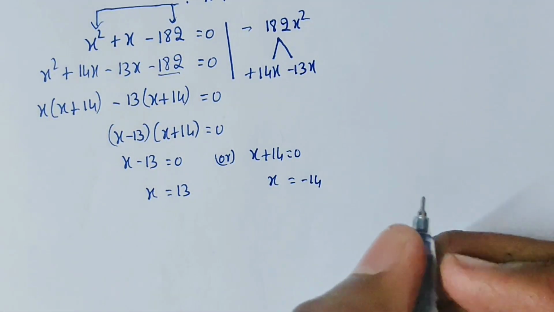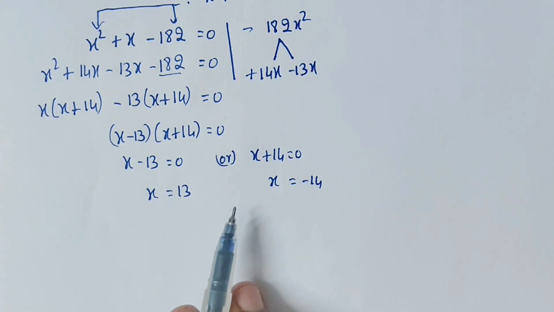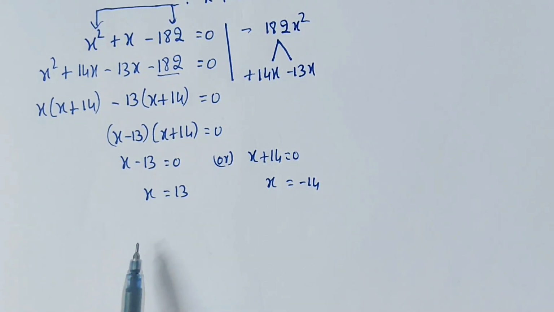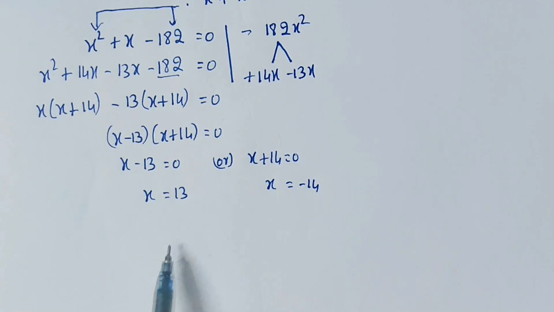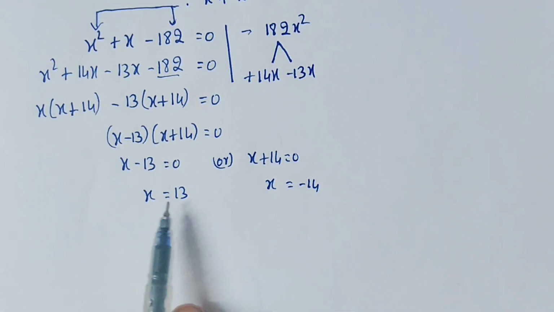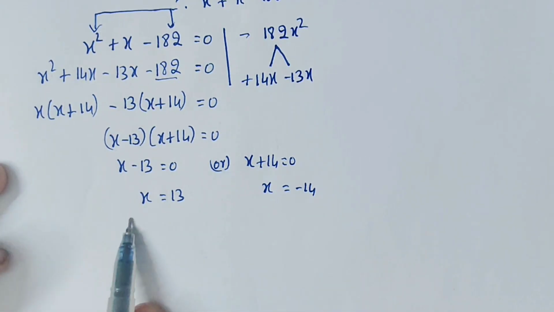So by solving the given equations, we have to take only positive roots. We won't take the negative roots in any problem. So here the positive root is x equals 13.